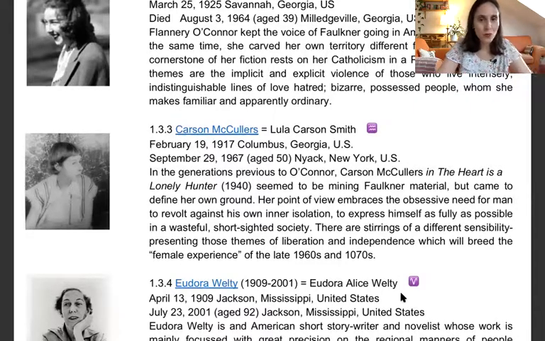Her real name was Lula Carson Smith. And in the generations previous to O'Connor, Carson McCullers, in The Heart Is a Lonely Hunter, 1940, seemed to be mining Faulkner material, but came to define her own ground. Her point of view embraces the obsessive need for man to revolt against his own inner isolation, to express himself as fully as possible in a wasteful, short-sighted society.